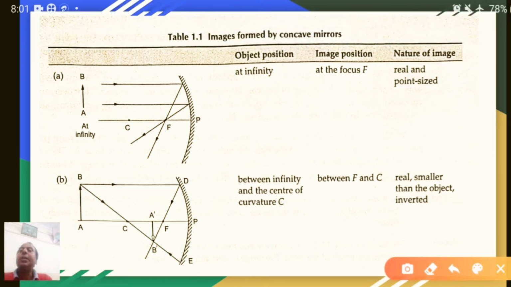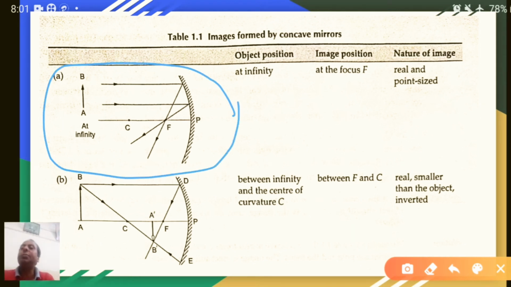See, in order to understand the image formation with the help of a spherical mirror, first of all we will take a concave mirror, and first position we are taking the object is at infinity. The first case you can say. See, look at this picture.